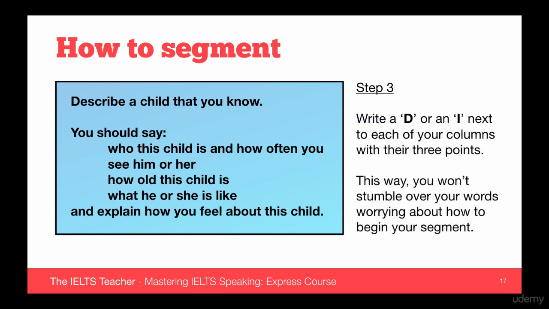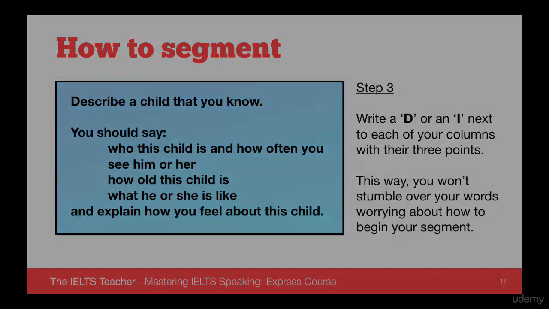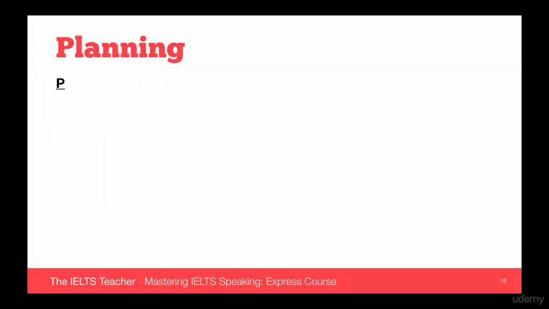Now, when you're planning, make sure you write a D or an I next to each of your columns with their 3 points. And then this way, you won't stumble over your words worrying about how you're going to begin your segment. Let's have a look at what this looks like in practice, looking at my plan for this talk on this topic card. Now, black and white information, write it down very, very quickly.